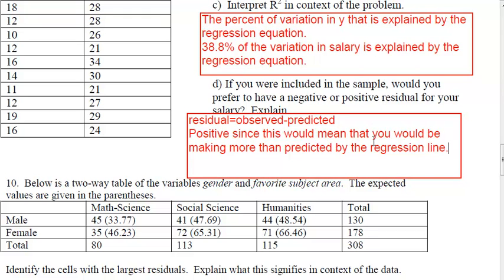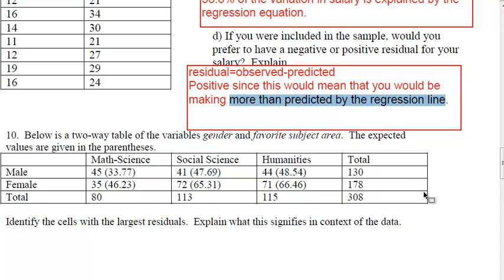Okay, it's very important that when you justify this, you say more than predicted by the line. You don't have to say regression, it's fine, but more than predicted by the line, because if you don't, then you're saying that you would be making more. Well, more than what? And so we want to make sure that you know what you're talking about there. And it's not always going to be positive. There's situations where you would want a smaller number, and then you would want your residual to be negative. In this case, since the variable is salary, we would want to have a positive residual.